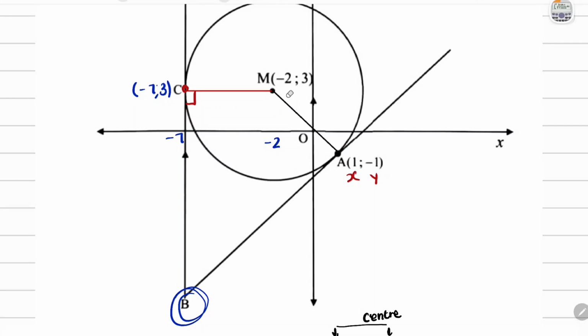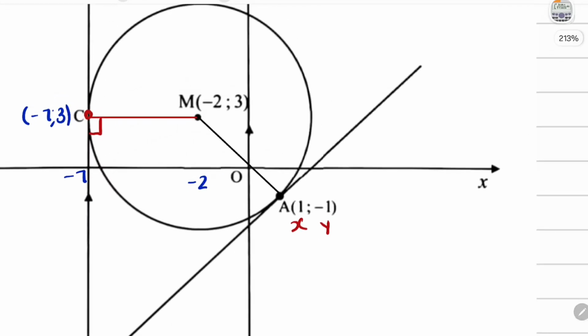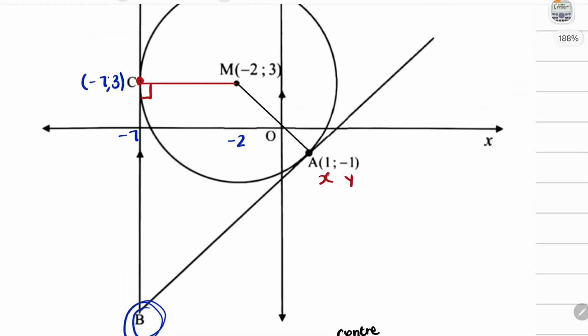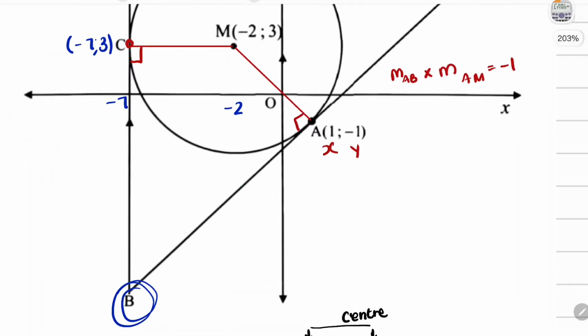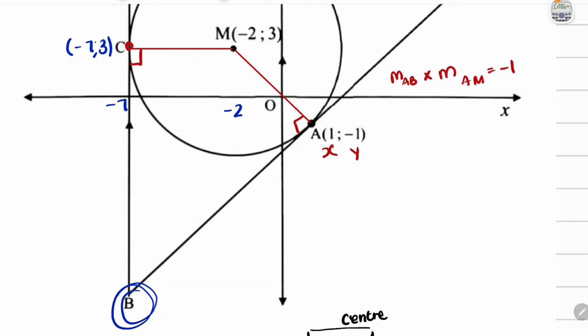The reason why this is important is because, again, this is a tangent. And you know that your tangent, let me actually make that red as well, you know that the tangent and the radius are always perpendicular at the point of contact. So if you find the gradient of this, because these two lines are perpendicular, the gradient of AB multiplied by the gradient of your radius, AM, must give you -1. So that's how we can find the gradient of AB so that we can find the equation of AB. Okay, let's go ahead and do that.